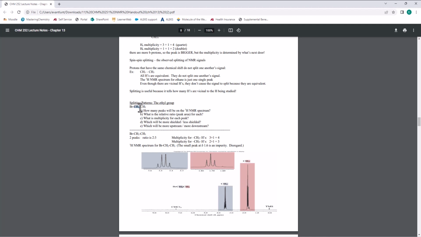And for the splitting, we should see that this CH3 should have an integration of 3, and it's next to 2. 2 plus 1 means that this CH3 should be a triplet. And if we look, we see that the CH3 is a triplet.